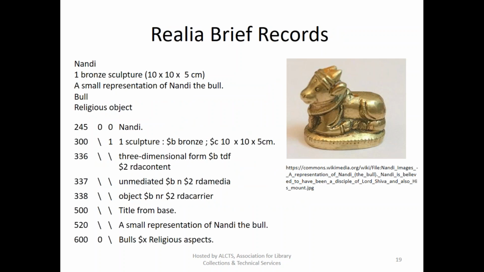Here is a bull. The bottom of the bull just says Nandi. A lot of people might just stop there and put it back on the shelf. But you have enough information to create a record. With a little bit of research, you can often find enough to create a brief record that provides access to everything in your library.